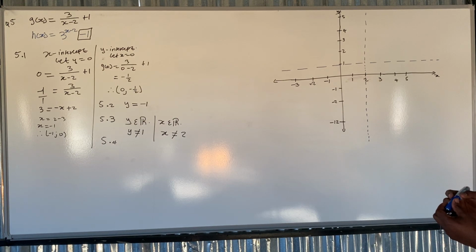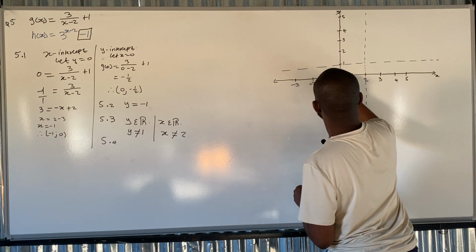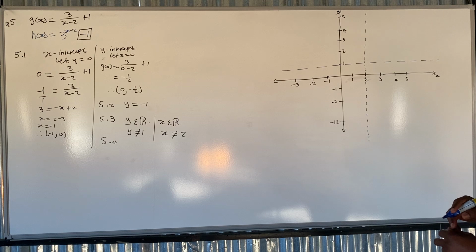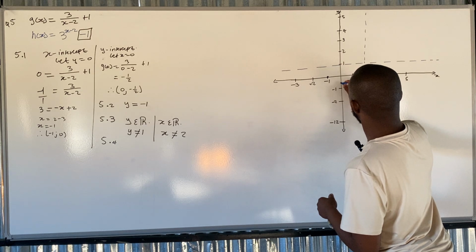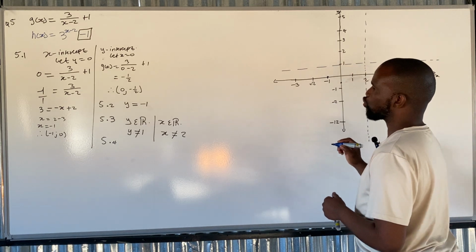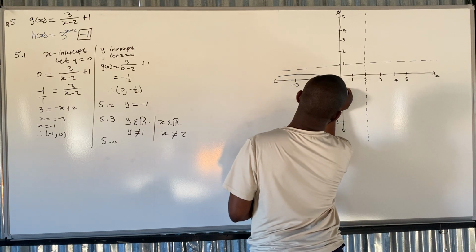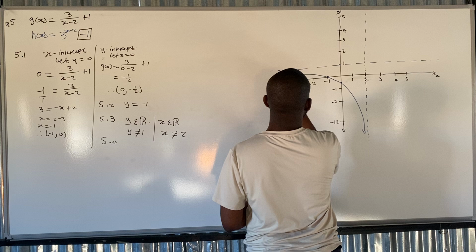So my x equal to negative 1 maps to 0. So it's this one here, and my y equal to 0 maps to negative half, which is somewhere here. So if I can just draw this one, again, your graph doesn't touch your asymptote.